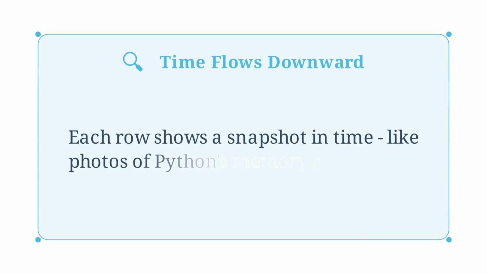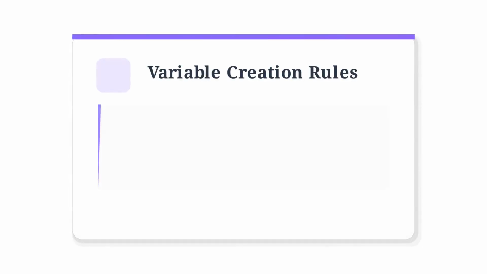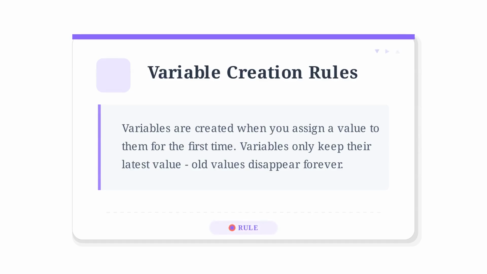See how time flows from top to bottom? Each row is a snapshot after a line of code runs. It's like taking photos of Python's memory to see how variables change through time. Remember these crucial rules. Variables are created when you assign a value to them for the very first time. And variables only keep their latest value. Old values disappear forever. Python doesn't remember the history.